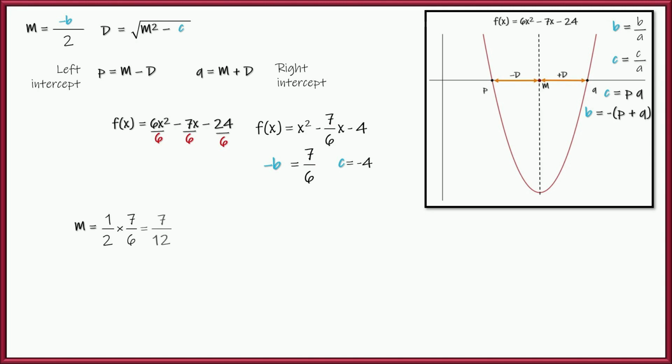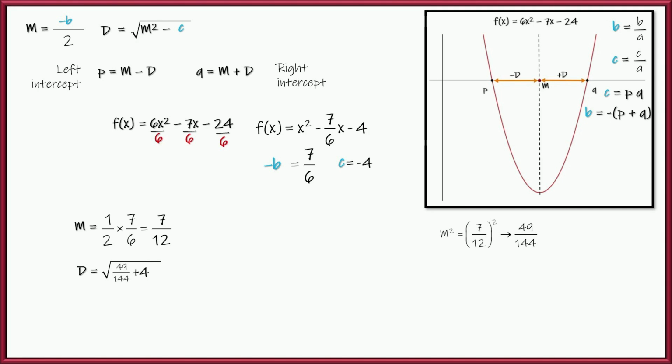So m is half of negative b. I wouldn't write it this way. I would just say that's negative b divided by 2. That's half of it. So half of 7/6 is 7/12. And now we're going to use that and find d. So 7/12 squared is 49 over 144. So let's plug that in. Minus c, so minus negative 4 would be plus 4. Let's get a common denominator.